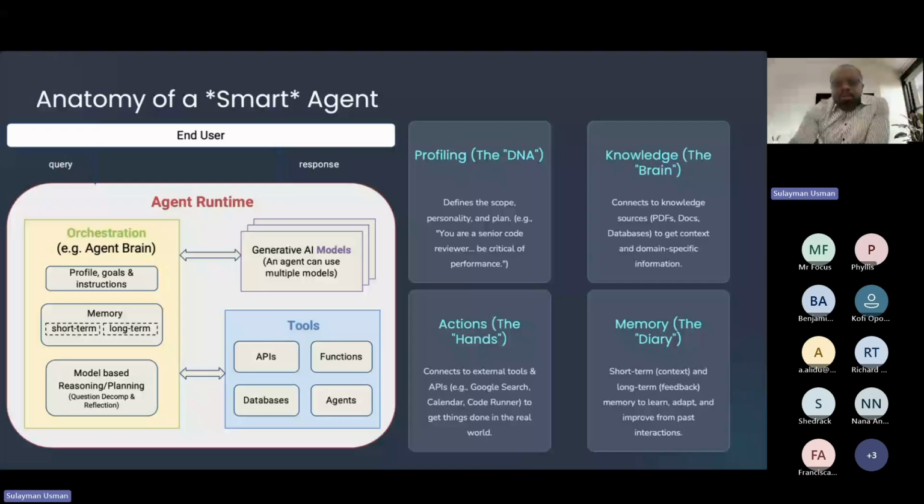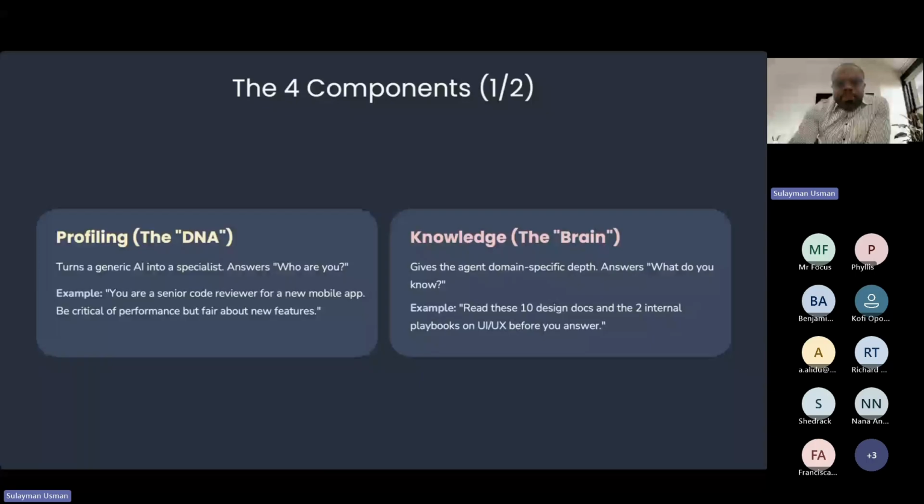Now I want to talk about the profiling. That's the DNA. It turns a generic AI into a specialist. It is going to answer the question, who are you? So that's the profiling is answering the question, who are you? And I'll talk about the knowledge brain. The brain is going to answer the question, what do you know? So you have to feed it the right data so that you can at least get the right output. So data is very important, especially when it comes to AI applications and also AI or Gen AI agents. Data is really, really critical. Like they say, garbage in, garbage out. If you feed it garbage, don't expect any miracle.